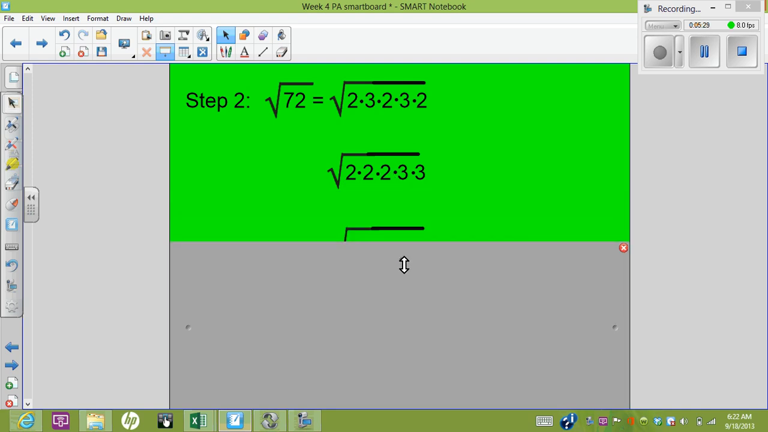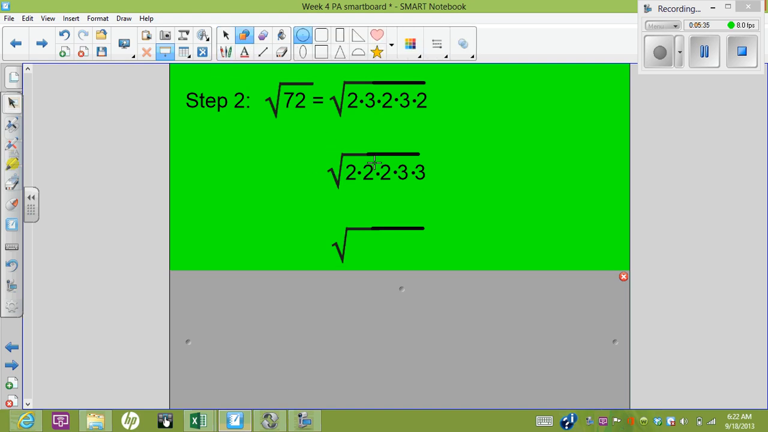When I'm looking for pairs of prime factors to pull out, I want to get two numbers that are the same. So here I have a 2 and I have a 2 here. Okay? When I pull those 2's out of the square root sign, I end up with one 2 on the outside. And a lot of people get confused by that.